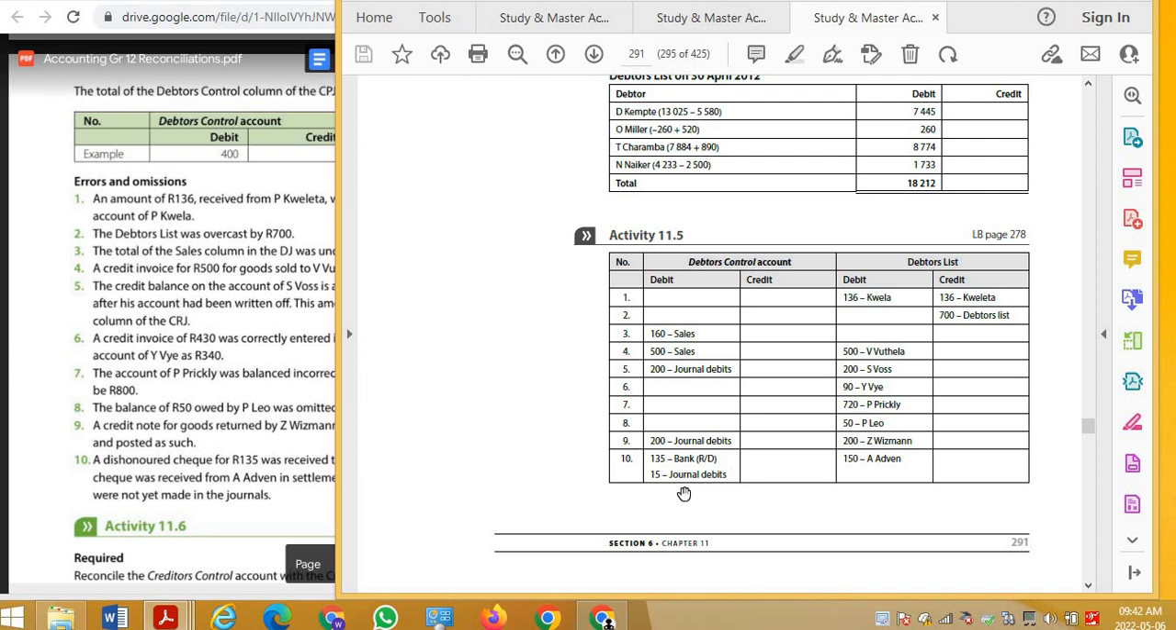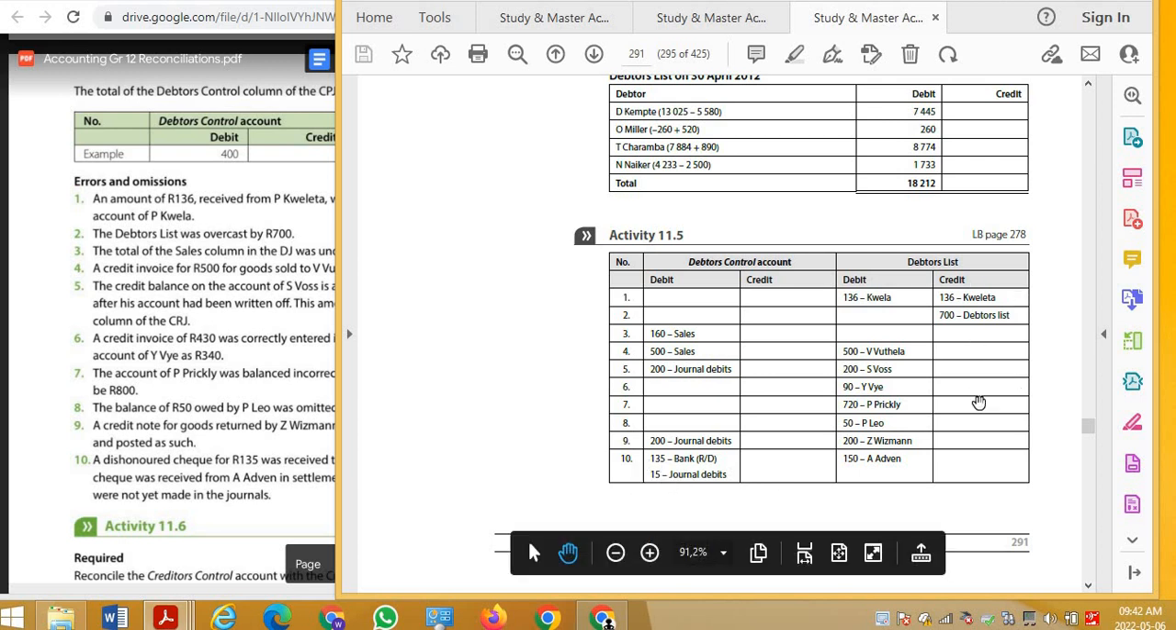Don't forget, they only gave us 135 Rand. So only 135 Rand will go to bank or will affect the CPJ. 15 Rand that we took off this guy's account. No money was actually exchanged for that. And that does not qualify for the CPJ then. That 15 Rand must go through the general journal and split up as such.